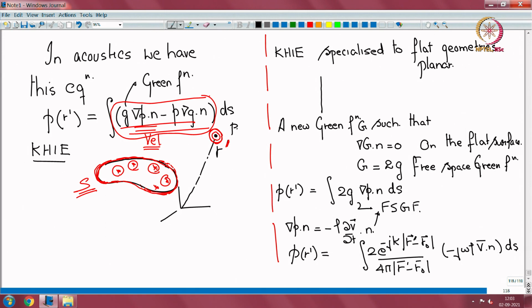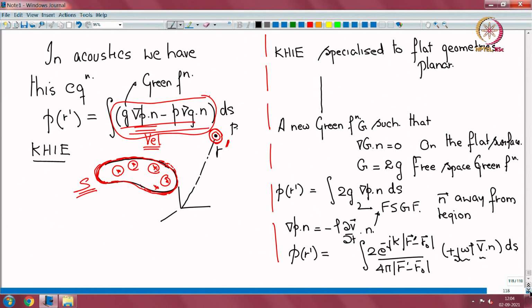For a harmonic case, del V del T is j omega V, that is what I have done for a harmonic case. In addition, in the KH integral, n points away from the region of interest. Now we switch to the region of interest, and so we make it a plus.